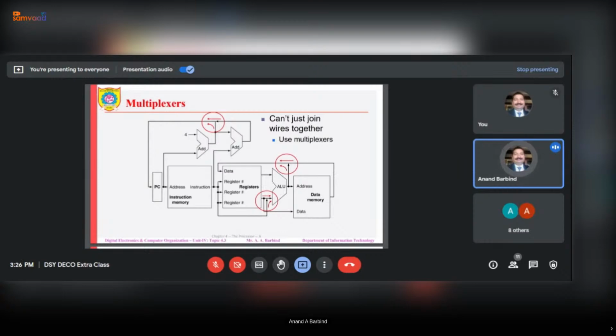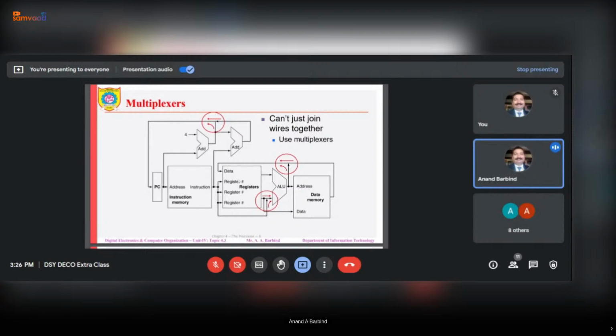Of course, that particular architecture was very simplified, and you can expect that these lines are not just lines like this. Here you can expect multiplexers, because output is coming from more than one source. The input to the PC is coming either as the output of the first adder or the output of the second adder. So you cannot simply combine it by joining the wires or buses like this. You need to have a multiplexer here.